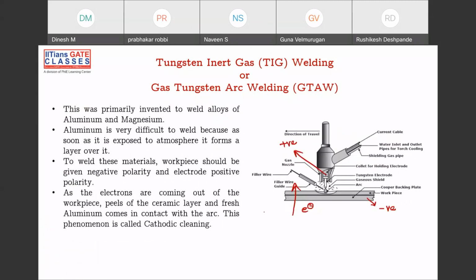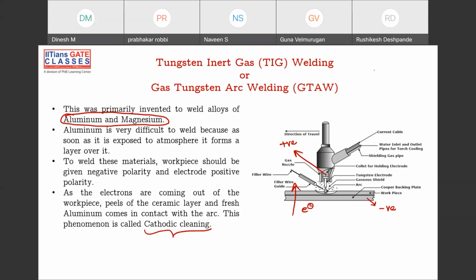Now, where are we using this tungsten inert gas? We are using this tungsten inert gas mostly in the cases of aluminium and magnesium. Why this specific case, sir? Why are we using TIG welding for aluminium and magnesium? One reason is this phenomenon, called cathodic cleaning.